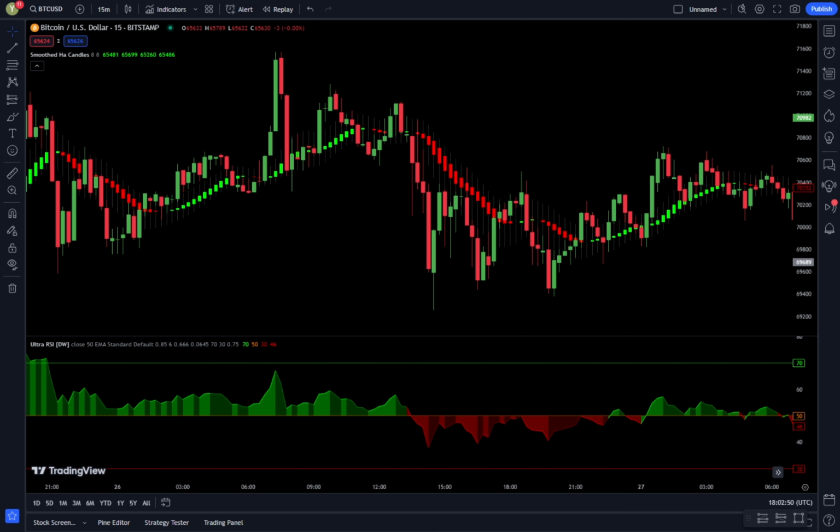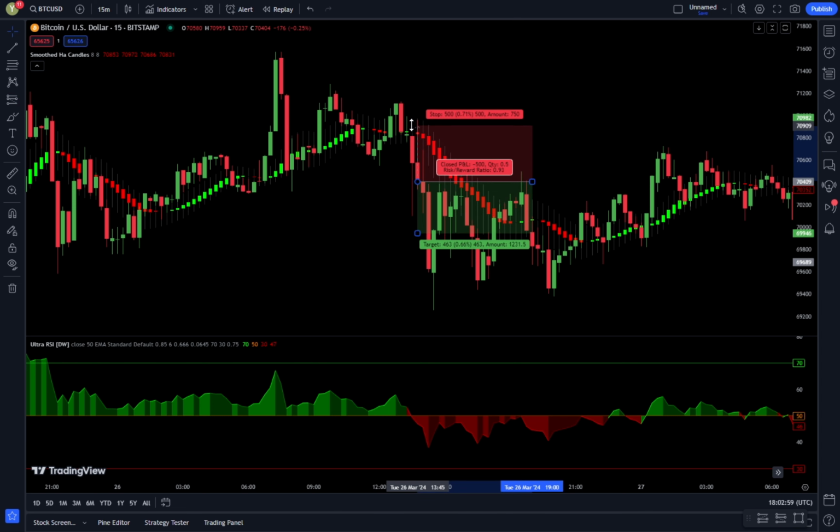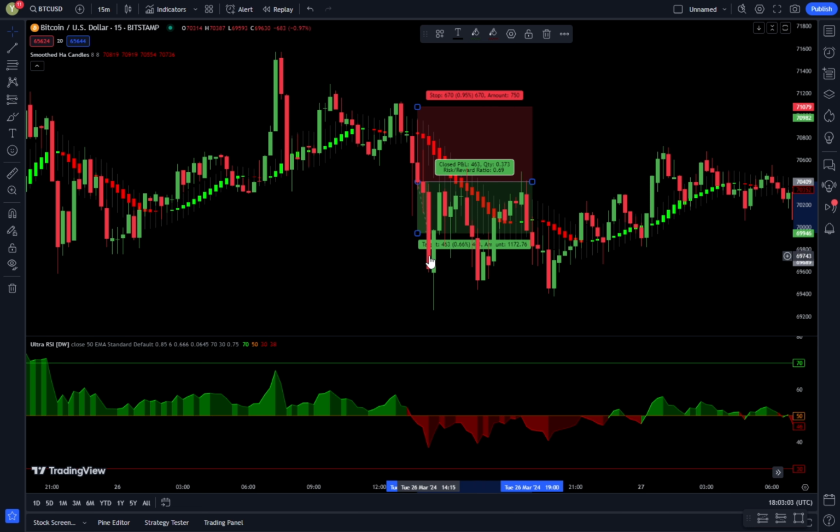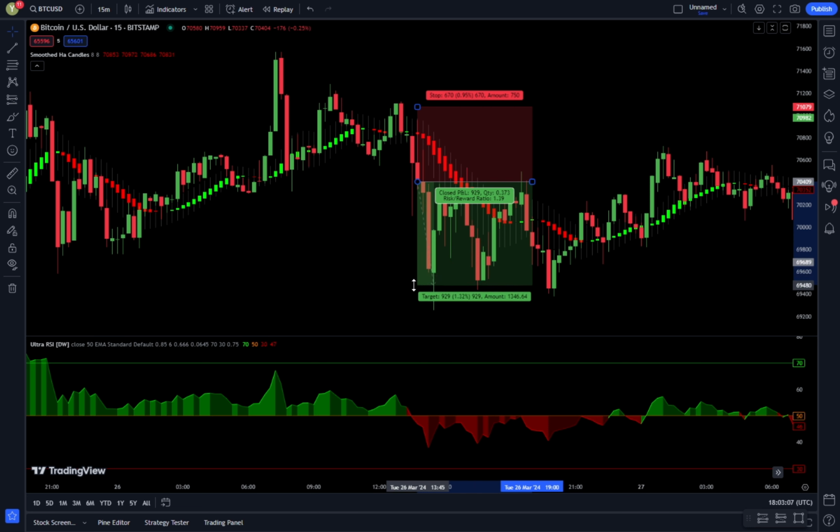For a sell order, ensure the Ultra RSI cloud is below the level of 50 or red, indicating a bearish trend. Wait for the Smooth Heiken Ashi candles to turn red and confirm with a bearish candlestick. Then, place your sell order and set the stop loss at the most recent swing high. Again, use a risk and reward ratio of 1 to 1.5 for the take profit.